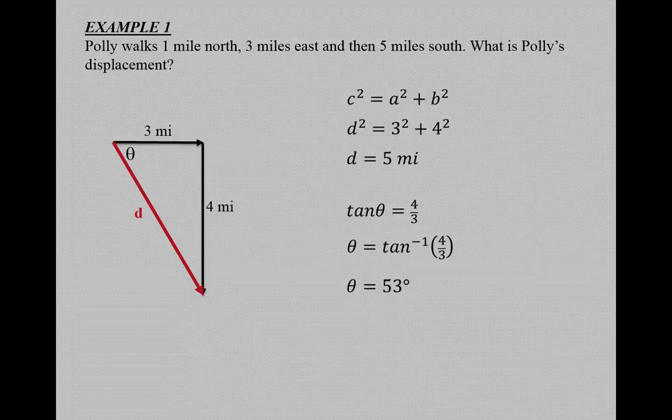Now that's 53 degrees south of east, or another way, if you're looking at the counterclockwise convention, starting from east, rotating counterclockwise until you hit this displacement vector, we've traveled 360 degrees minus those 53 degrees. And so that gives us a total of 307 degrees. So our final answer is 5 miles, 307 degrees.